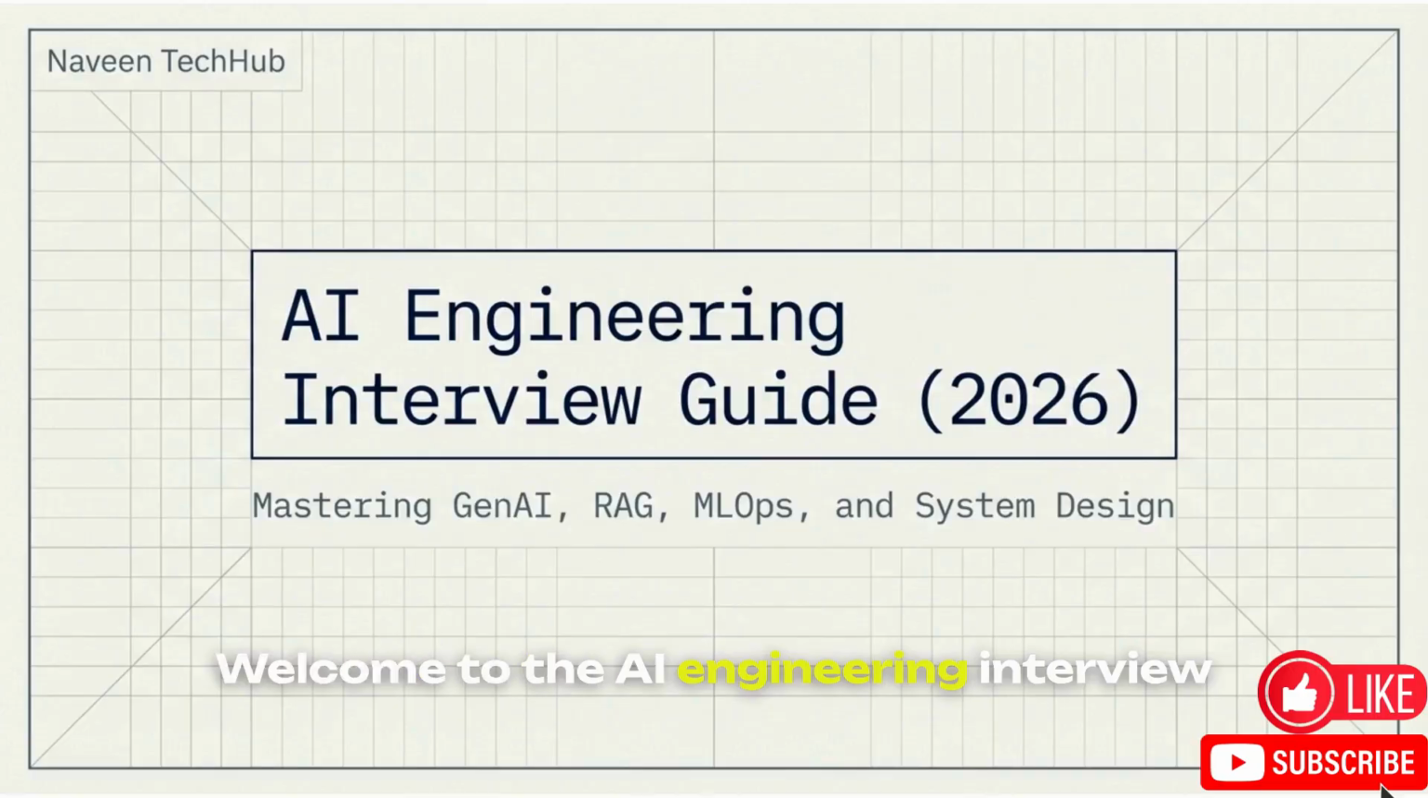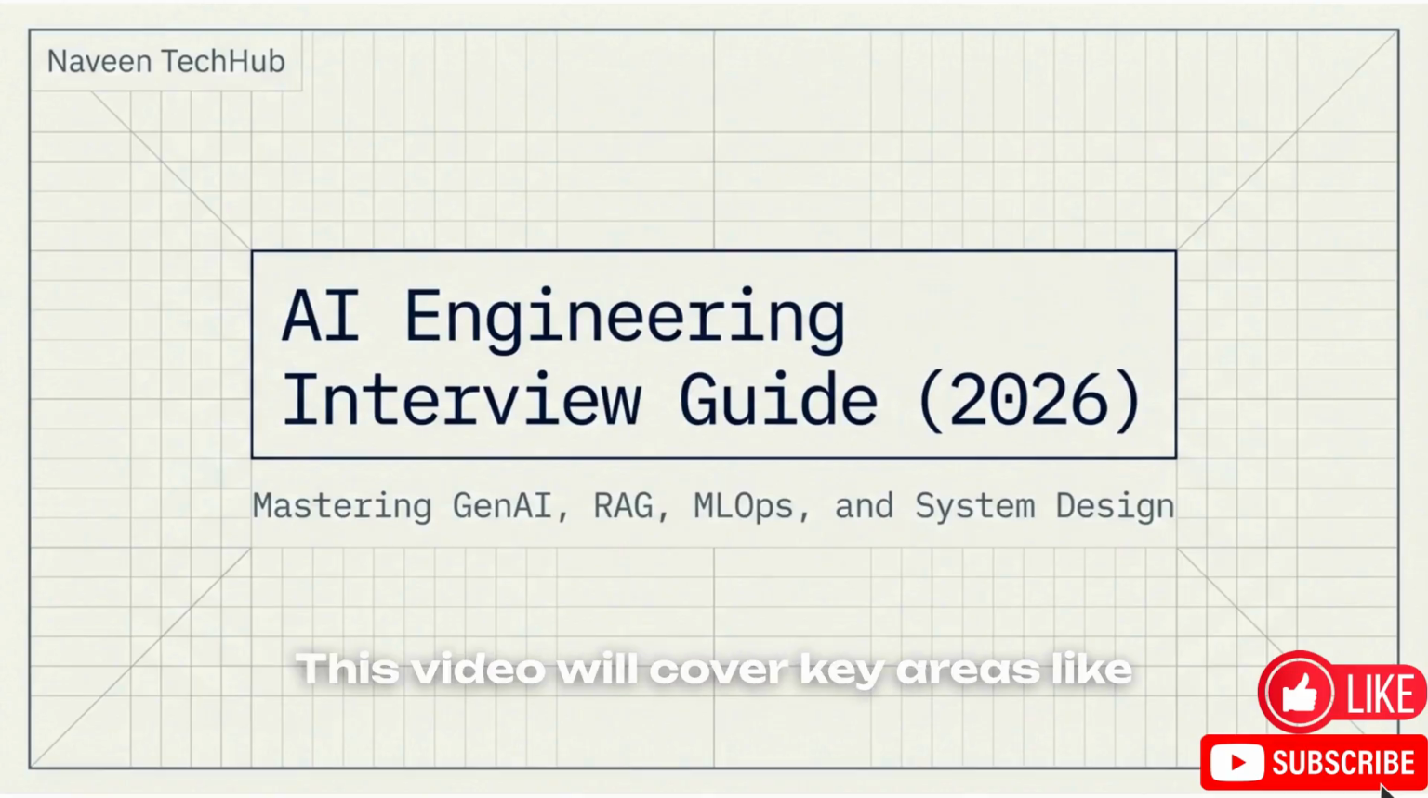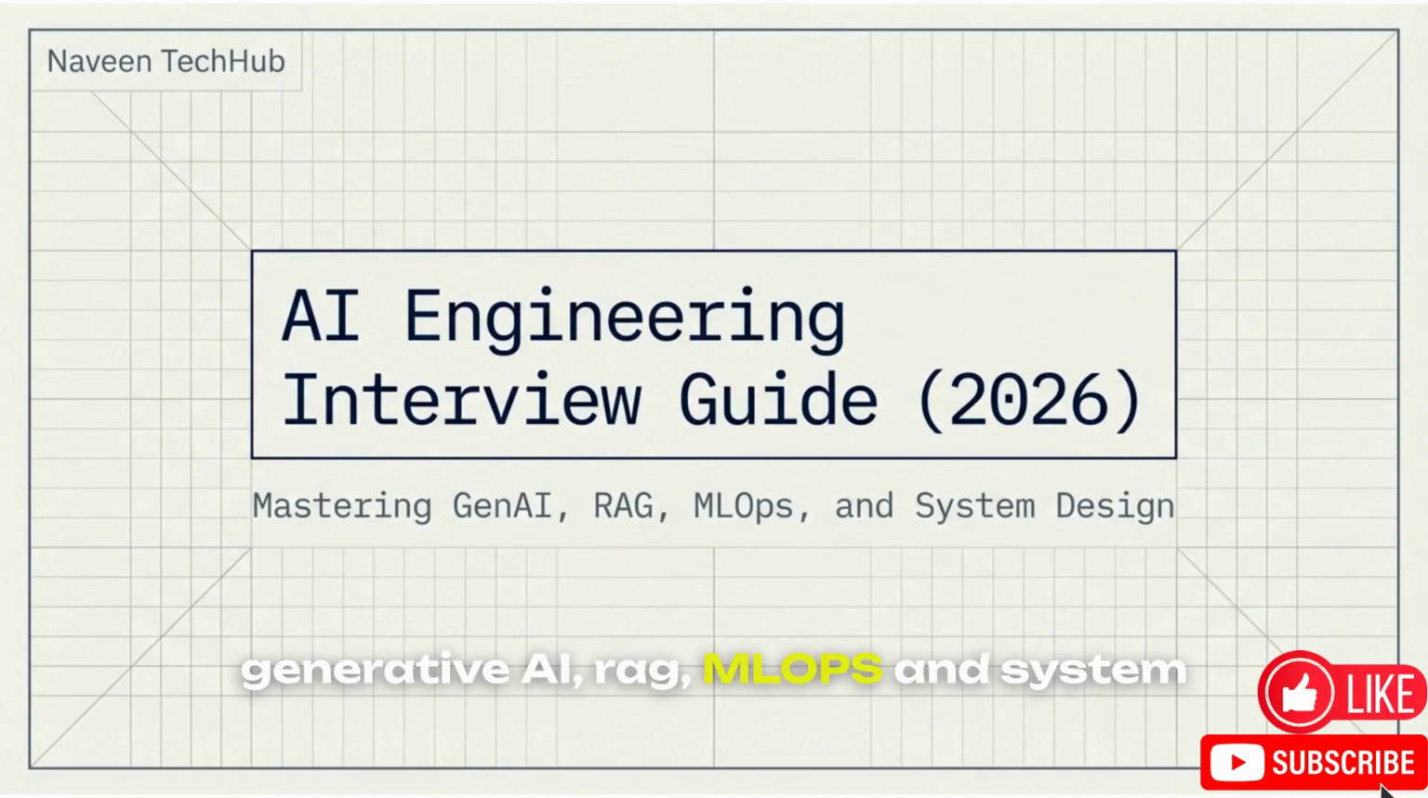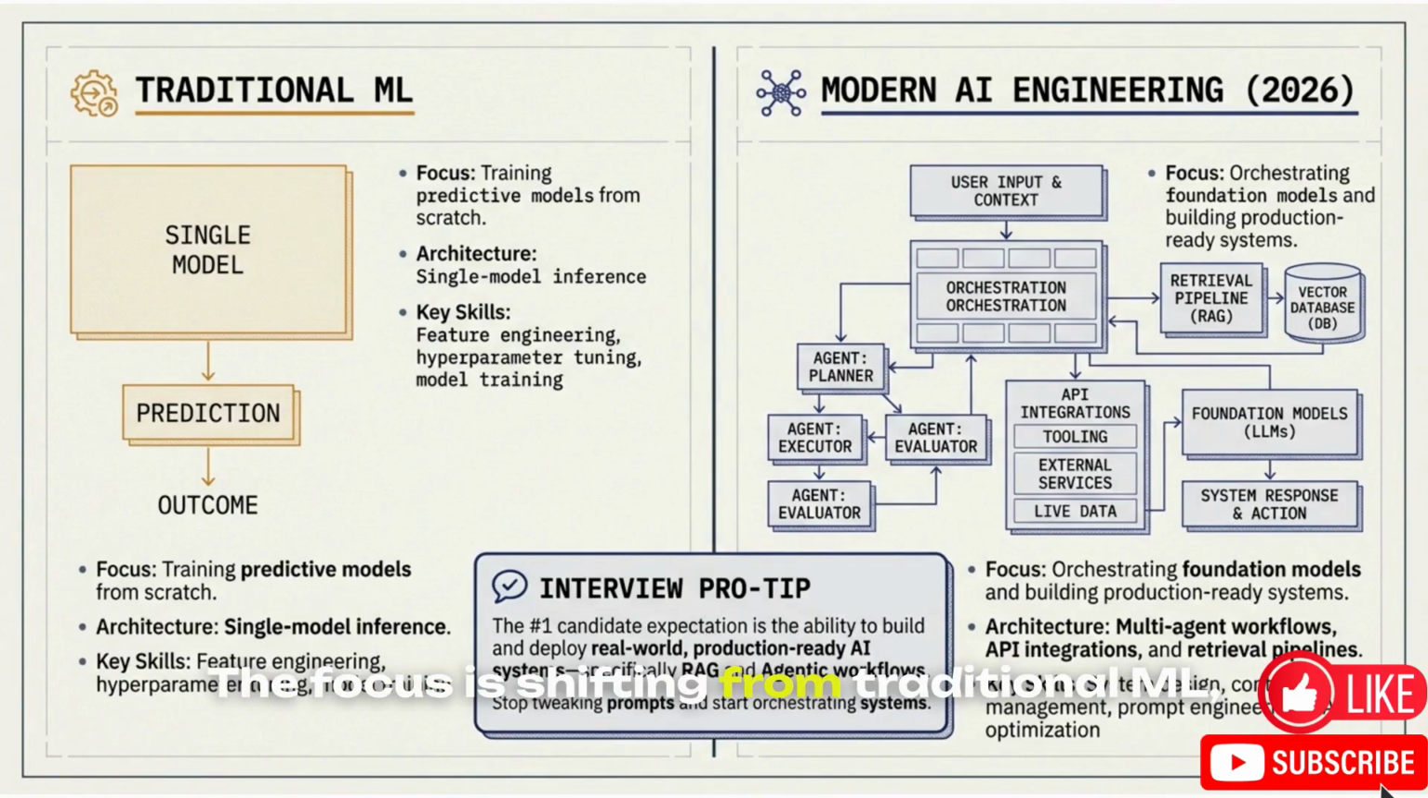Welcome to the AI Engineering Interview Guide for 2026. This video will cover key areas like generative AI, RAG, MLOps, and system design to help you master your next interview. The focus is shifting from traditional ML, which centered on single model training, to modern AI engineering. This modern approach emphasizes orchestrating foundation models and building production-ready systems using multi-agent workflows and retrieval pipelines.